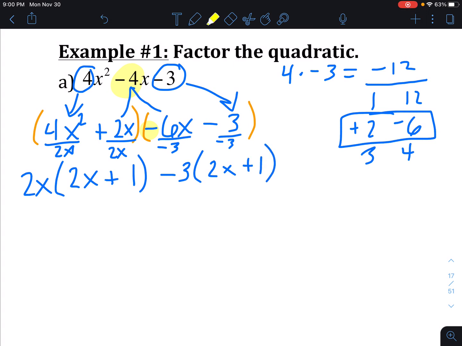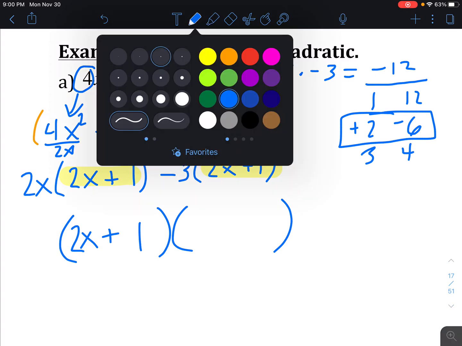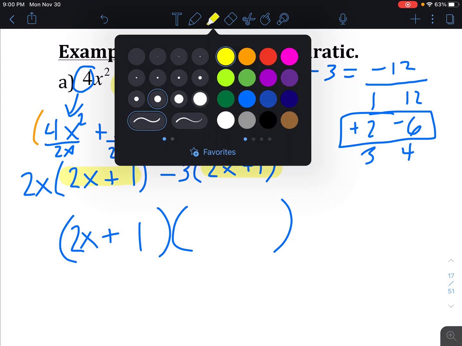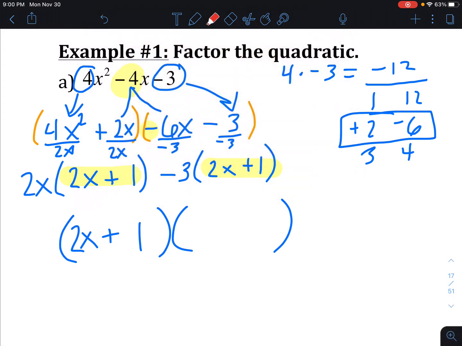I want you to notice something. Look at those parentheses. Notice how they match. That means that you have done this correctly. And now it's time to go to our answer. Our answer will have two binomials in it. And one of the binomials will be what we have matching, the 2x plus 1. The other binomial, however, what's going to go in there? Well, it's going to be your GCFs right here. They will get put together in the other binomial.